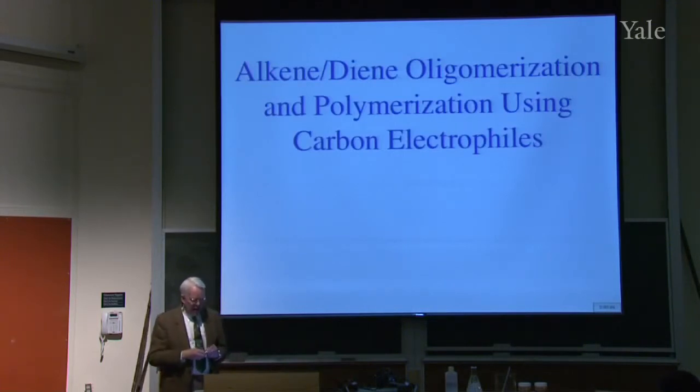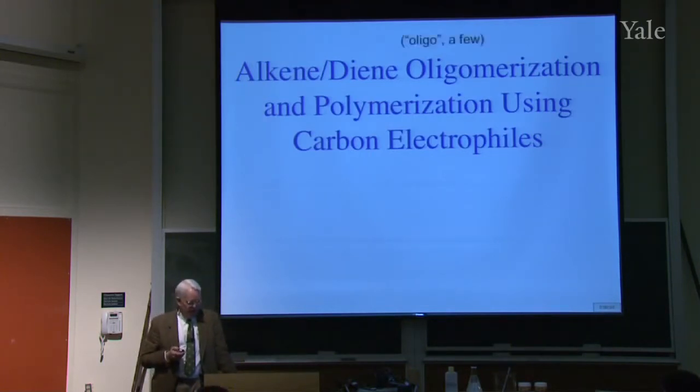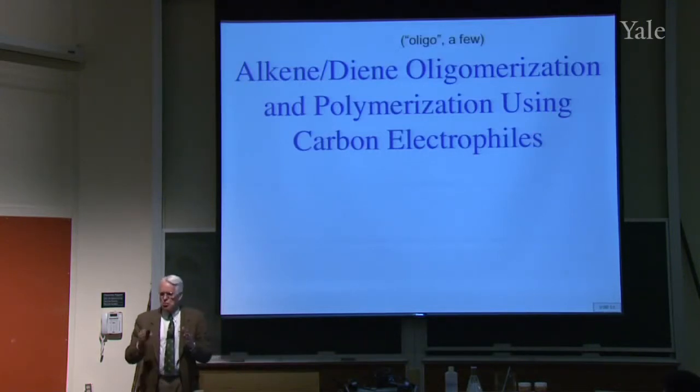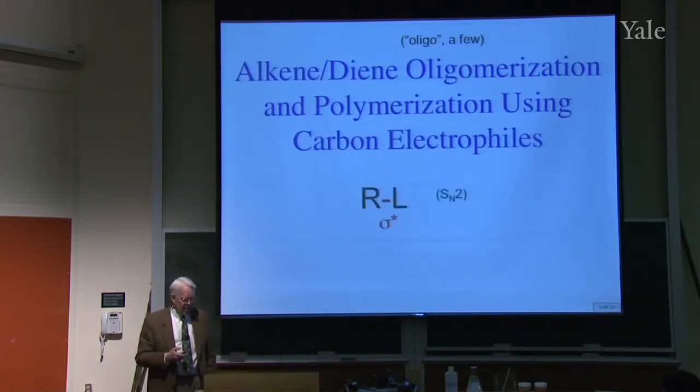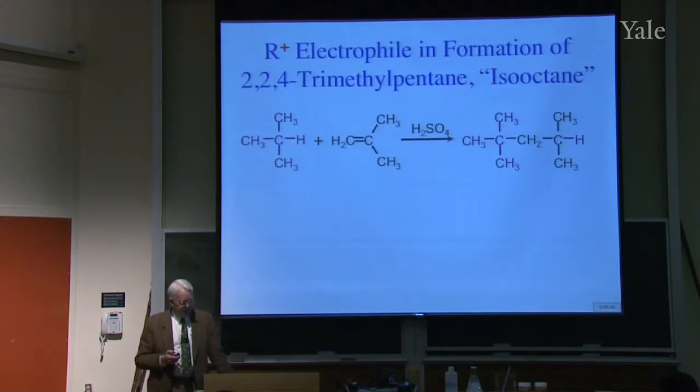Now, alkene and diene oligomerization and polymerization using carbon electrophiles as the active reagents. Now, oligo means a few. So oligomerization is putting just a few such units together. And so we're going to use either sigma star of R with a leaving group or R cations as the reagent to do the polymerization.